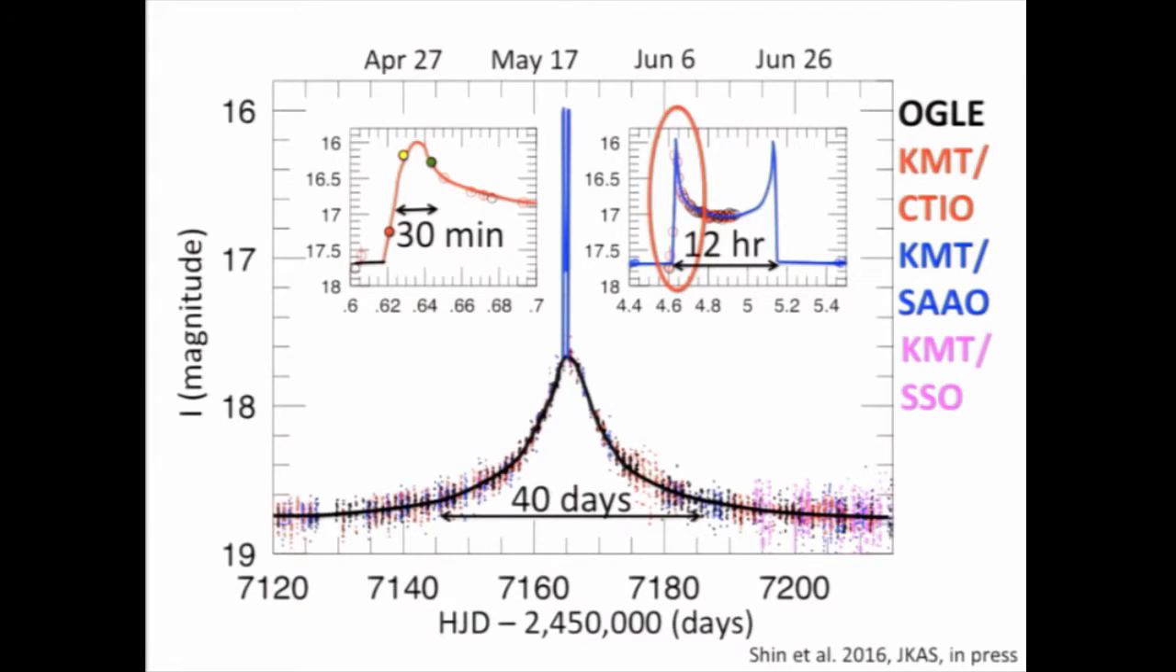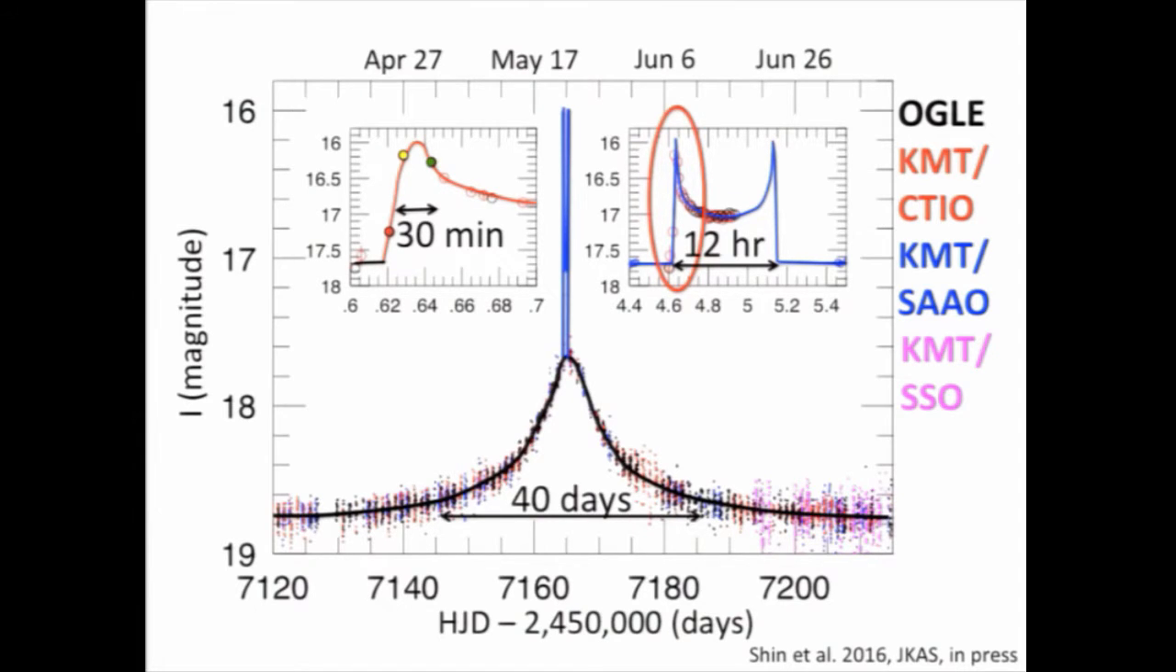This event also illustrates another thing about microlensing, though, which is that we're dealing with many different timescales. You have the underlying stellar event, which lasts for 40 days. You have the planetary event, which lasts for 12 hours. And you have the caustic crossing, which lasts for 30 minutes. And so in order to do microlensing effectively, you need a wide field survey that's continuous.